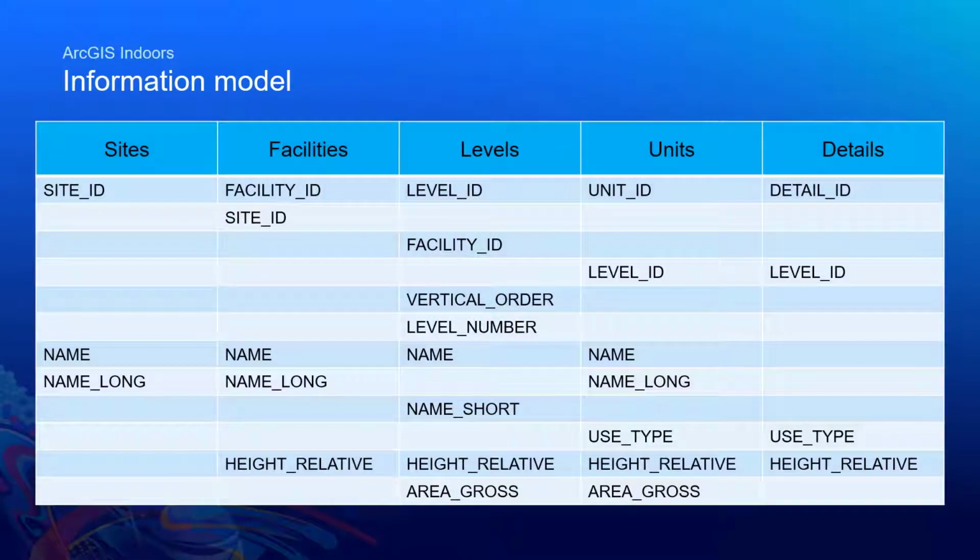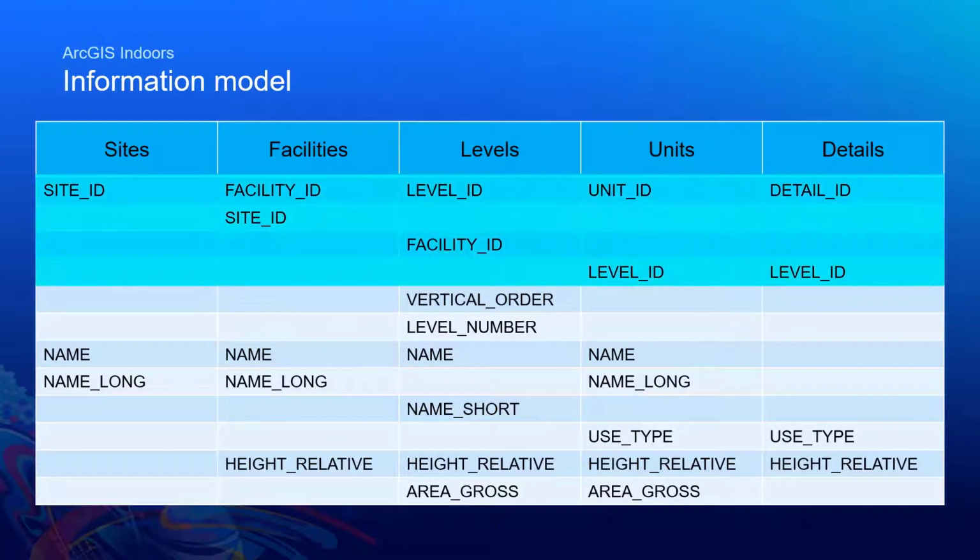This table lists attributes present in each of the feature classes. The ID fields function as primary keys for the hierarchical relationships between these feature classes. For example, if we're looking at a units feature representing a conference room, the value of that feature's level ID field will relate to one of the features in the Levels feature class. And that level feature's facility ID will in turn relate to one of the features in the Facilities feature class. As developers, we can use these ID fields when we need to query related features in the Indoors data.